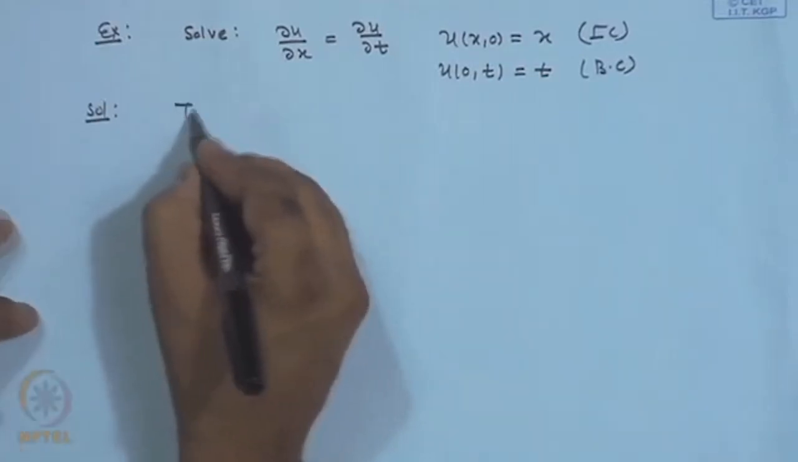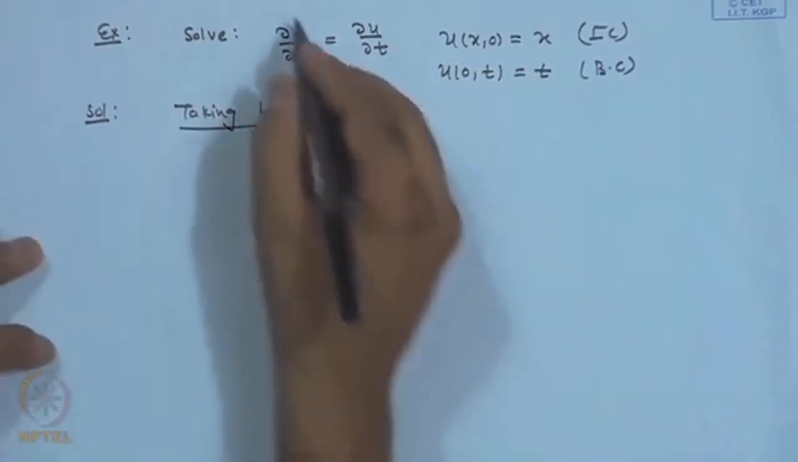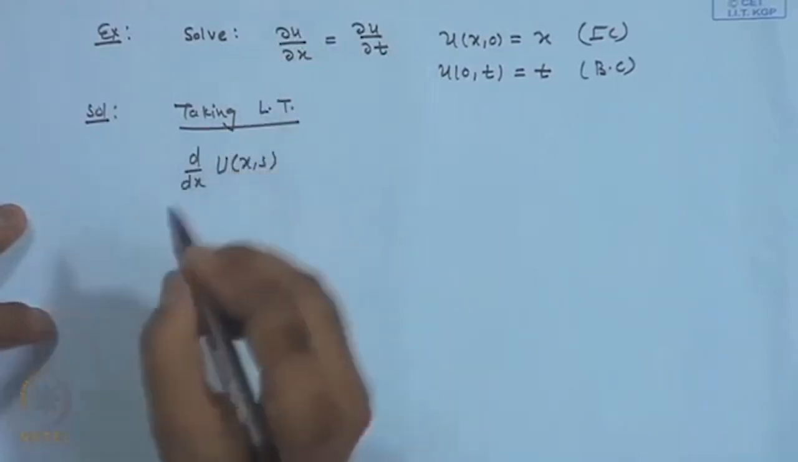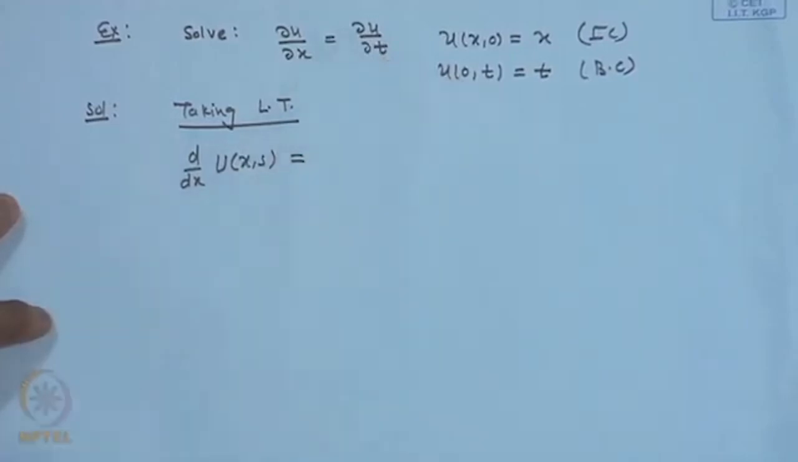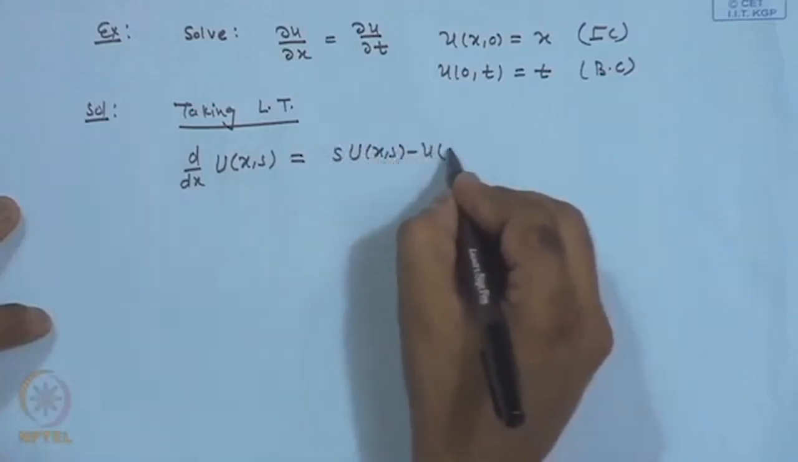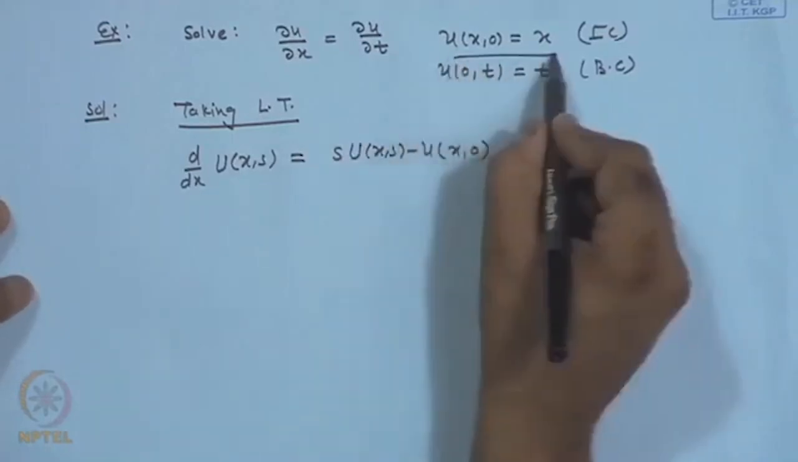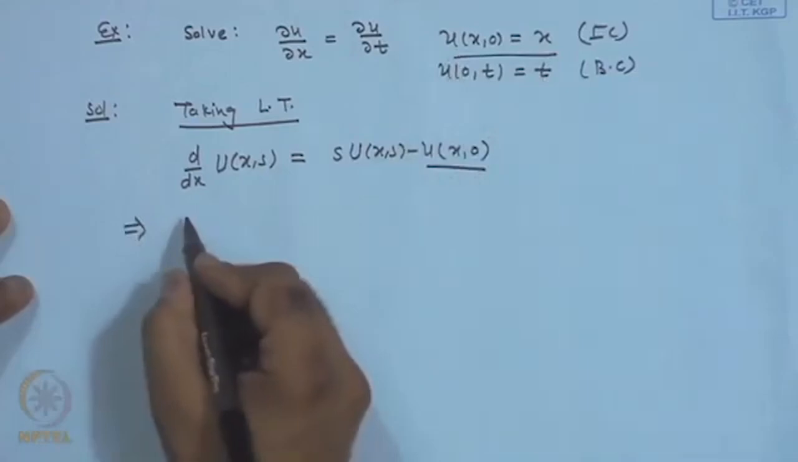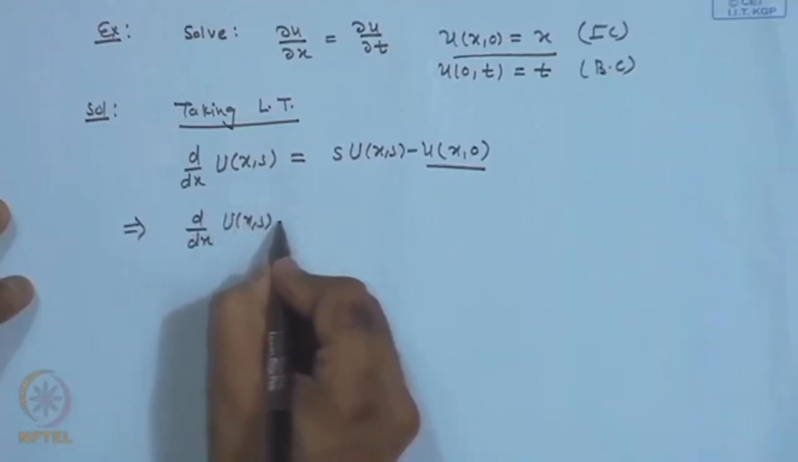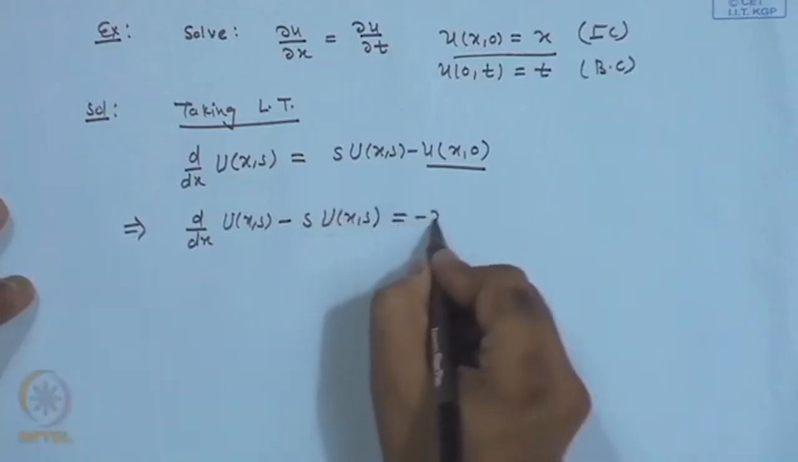So, we take the Laplace transform. Taking the Laplace transform on both sides, what we get here is d over dx of the Laplace transform of u, which we can denote by U(x, s), and we have here the derivative theorem: s U(x, s) minus u(x, 0). So, this u(x, 0) is given as x. So, we have d over dx of U(x, s) minus s U(x, s) is equal to minus x.